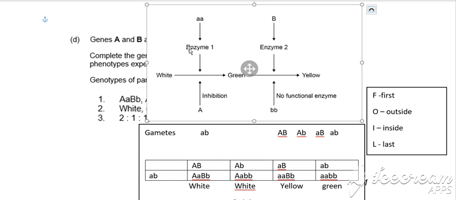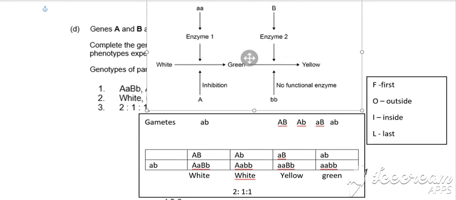For the third, they contain the genotype that would allow enzyme 1 to be expressed, and they contain a dominant B, so therefore enzyme 2 can be expressed, which would mean they would be yellow. And then for the final gamete, they are homozygous recessive for both, so therefore enzyme 1 could be expressed, which would turn white into green, but then they don't contain the genes to allow enzyme 2 to be formed, because homozygous for the recessive is no functional enzyme, so they would remain green.